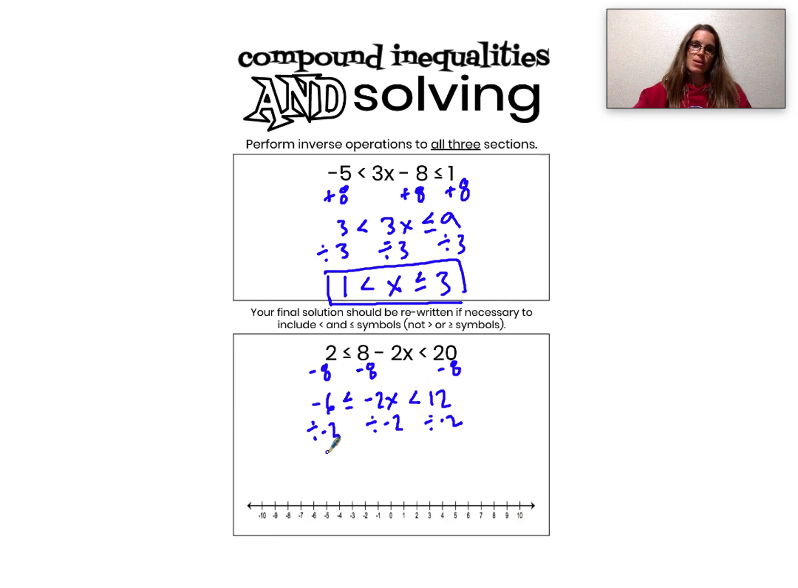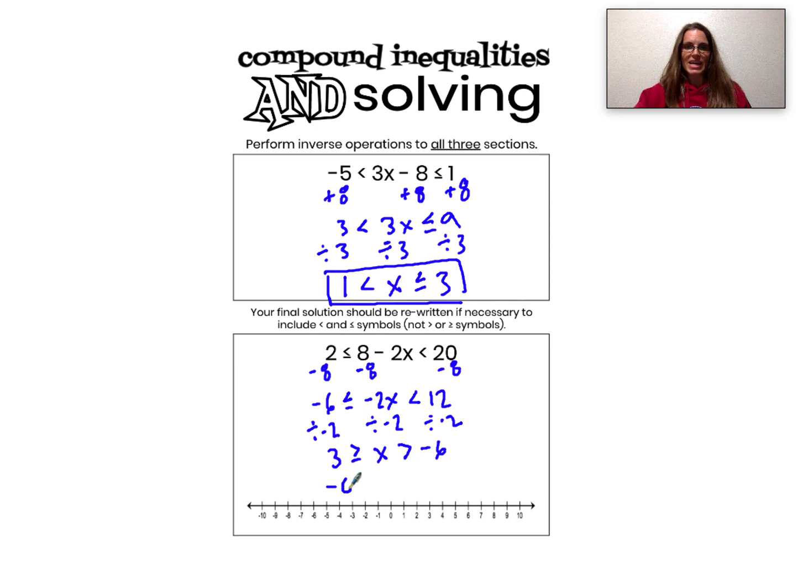Negative 6 divided by negative 2 is 3. Flip. Negative 2x divided by negative 2 is x. Flip. 12 divided by negative 2 is negative 6. So I flipped my inequality symbols because I divided by a negative. Now I'm not quite done because I need to have my final solution only be written using less than or equal to symbols. So this is mathematically correct, I'm just not done yet.